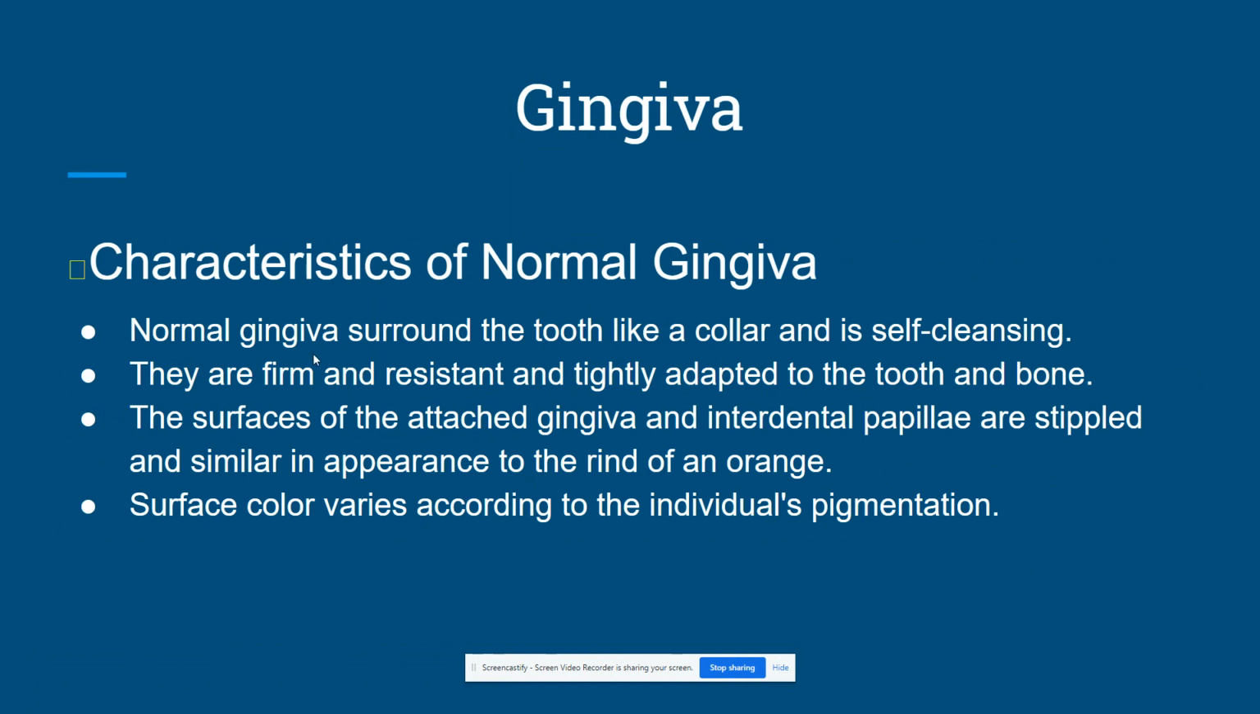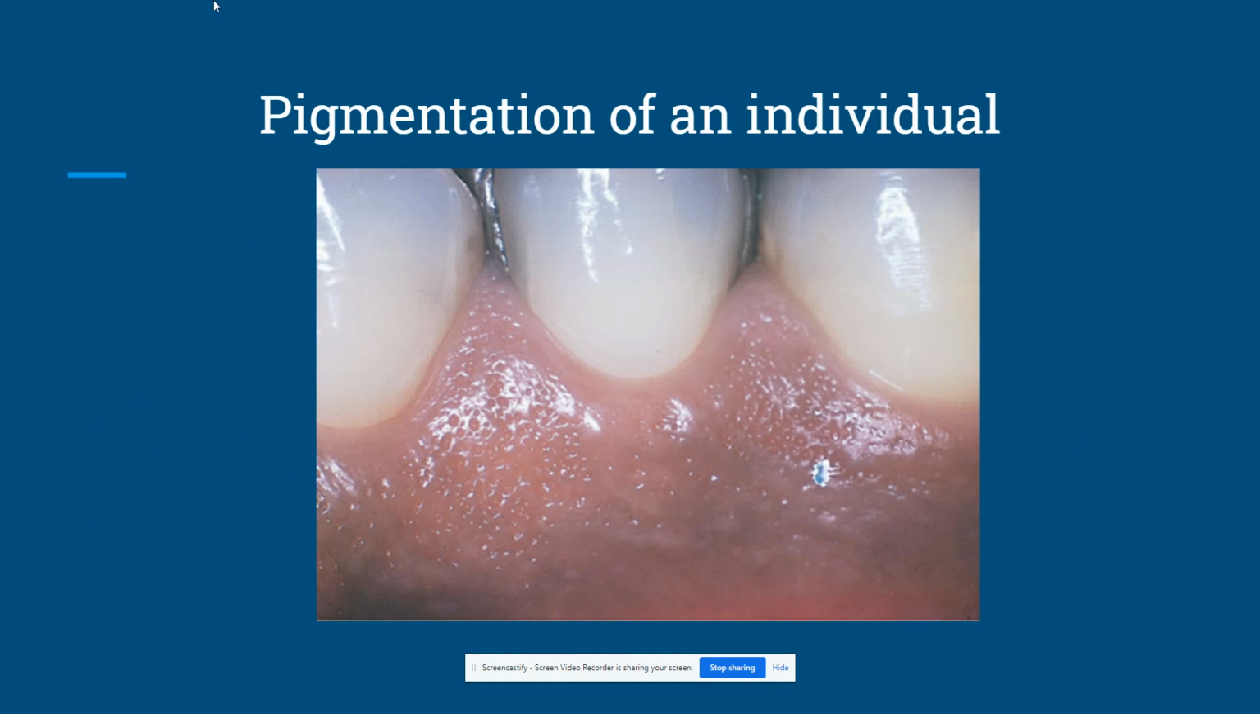Characteristics of normal gingiva: it's around the tooth. It's pinky, not really red, and when it's dry, it appears to look like an orange. It has attached gingiva, and it has the interdental papillae, which is the little triangle piece of gingiva in between the teeth. So here we have our normal gingiva. Its pigmentation is different from individual to individual.